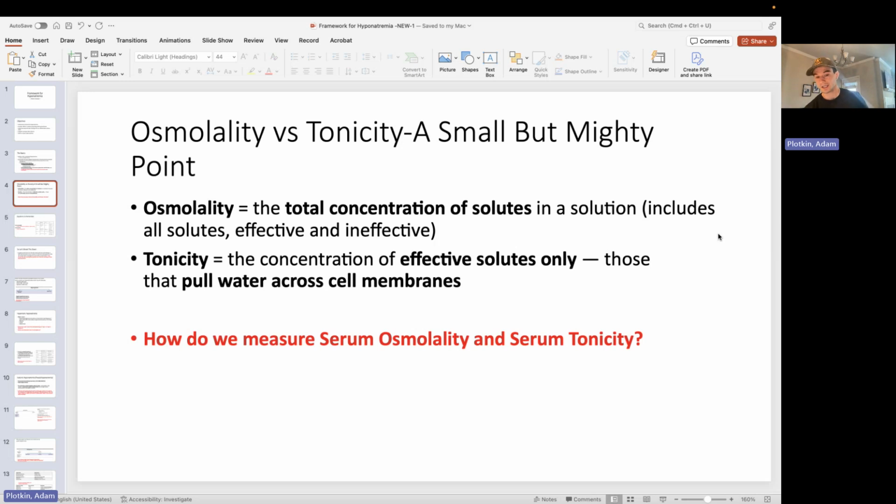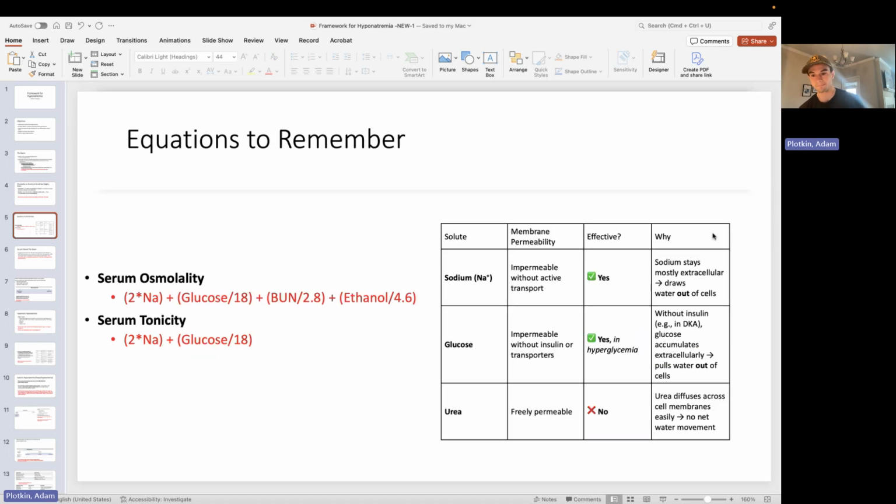When I think about tonicity, that's only my effective solutes. So what did I tell you were the effective solutes? That's going to be sodium and glucose. So I just do 2 times sodium plus glucose divided by 18. I've got that on this slide here, and again, they're the equations I told you. When I consider urea, it's freely permeable, so it's not effective. Glucose and sodium are impermeable in certain situations, so they are effective. So that's serum osmolality versus serum tonicity.